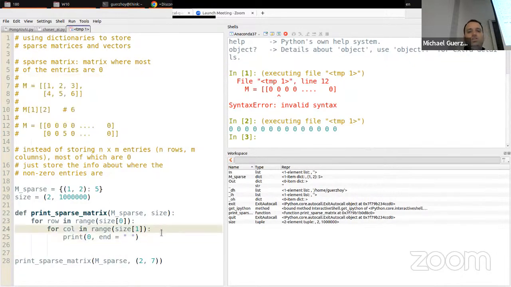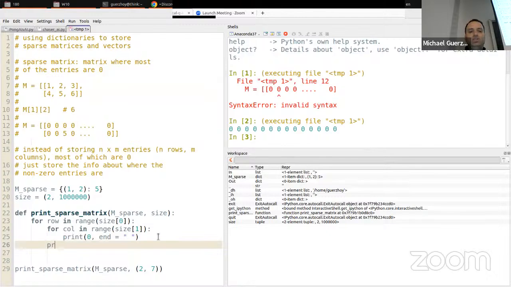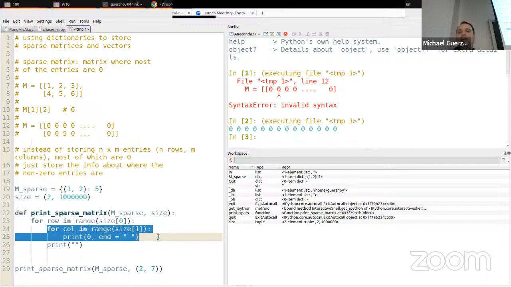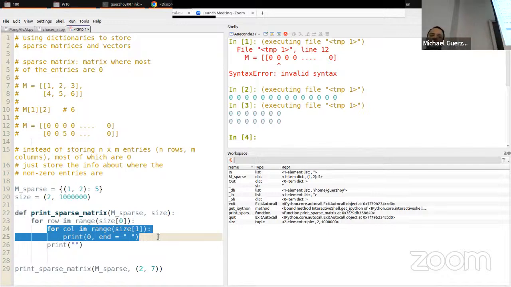And here we are. So I didn't add a line break. So here I'll just say print nothing. And what that'll do is once I'm done printing all the entries in row 0, I do a new line. And then after I'm done printing all the entries in row 1, I do a new line and so on. So I run this. That's going to be a nice 2 by 7 matrix. That's all zeros.